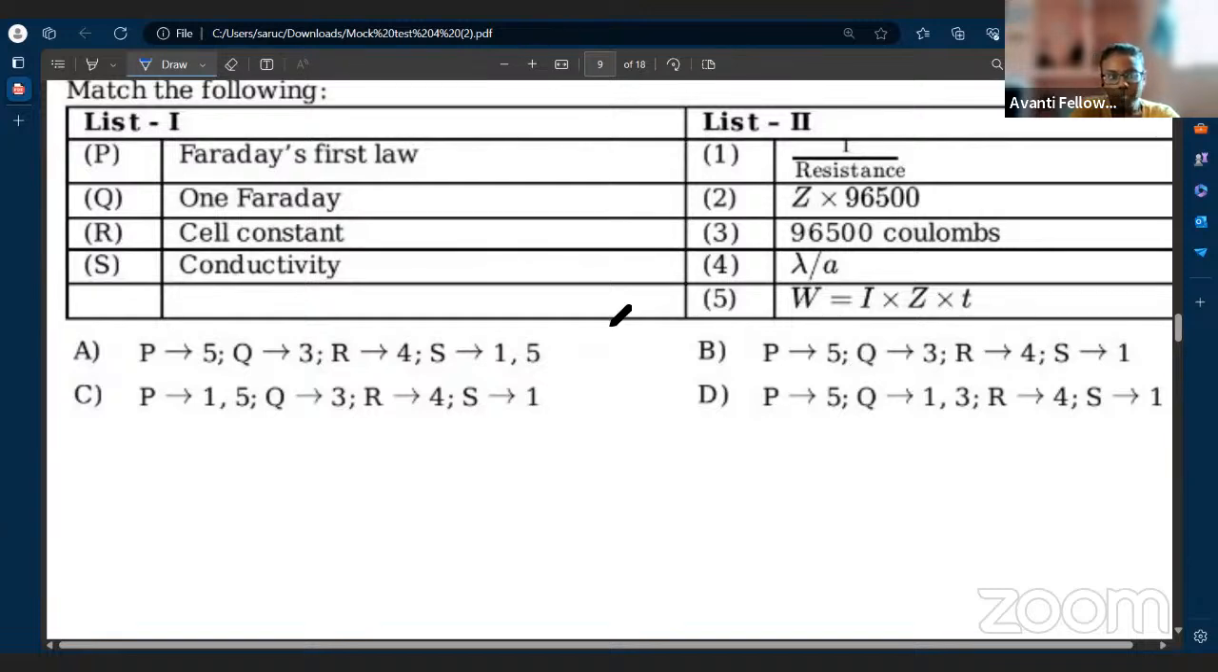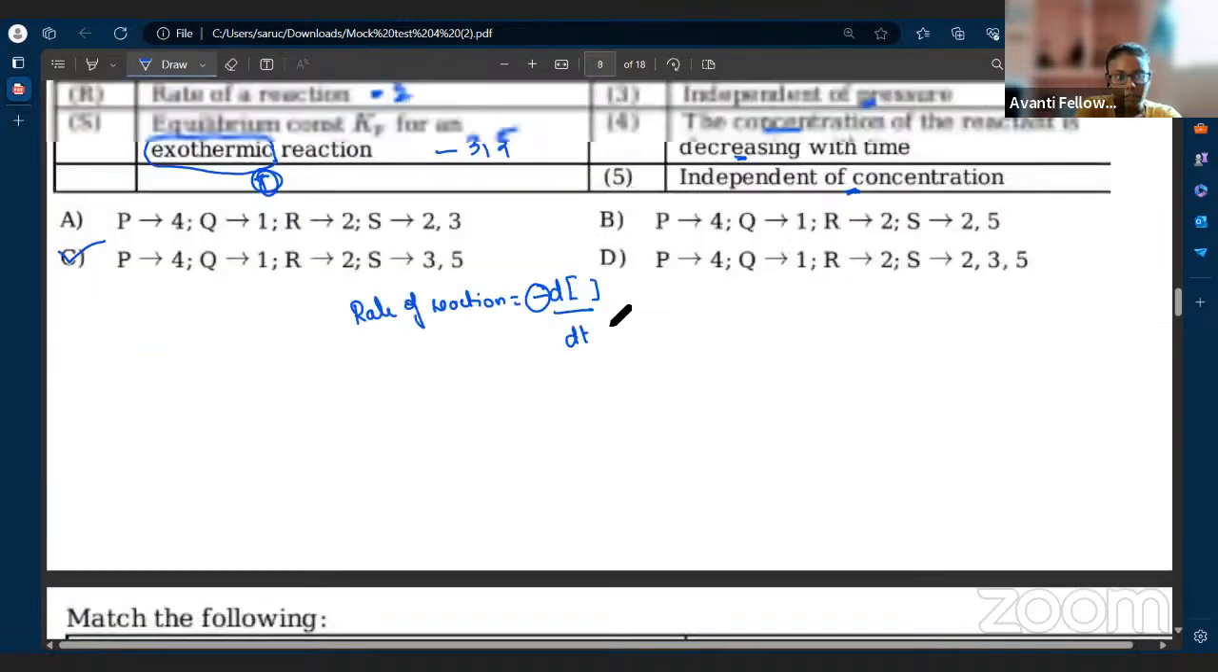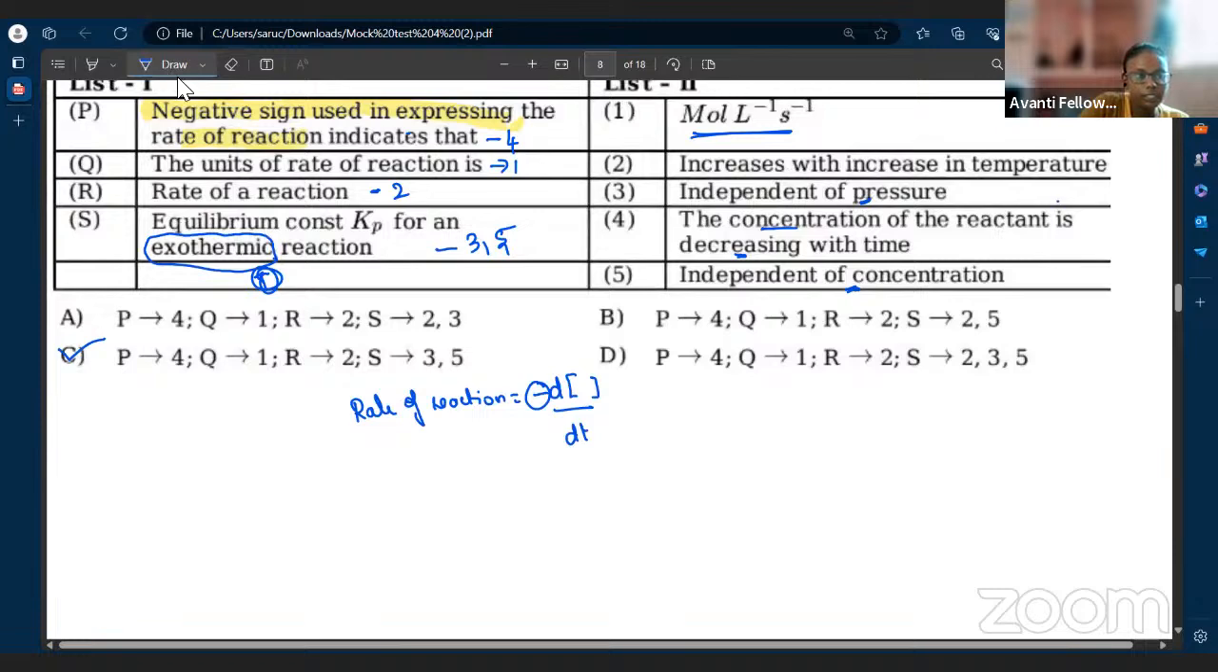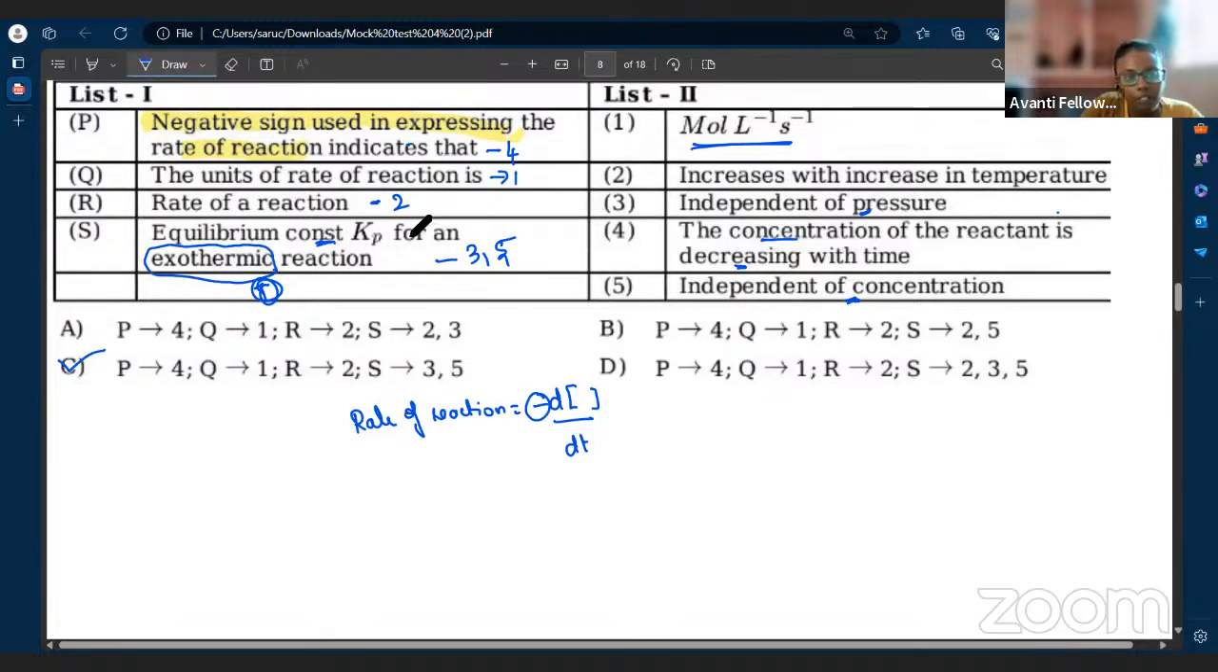Equilibrium constant part, okay, I'll explain. Equilibrium constant, this part, right? Yes. So they have told for an exothermic reaction. See, this question is on Le Chatelier's principle. So what is Le Chatelier's principle?